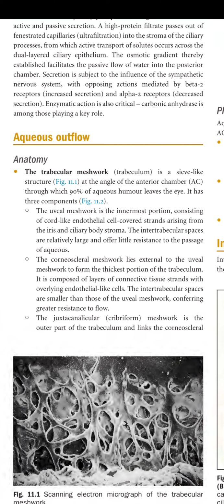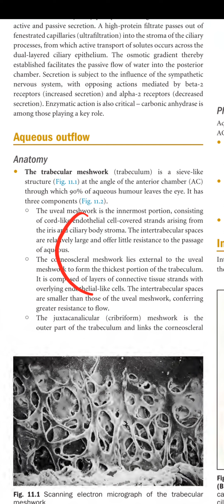The uveal meshwork is the innermost portion, consisting of the cord-like endothelial cell covered strands arising from the iris and the ciliary body stroma. The anterior intertrabecular spaces are relatively large and offer little resistance to the passage of the aqueous.